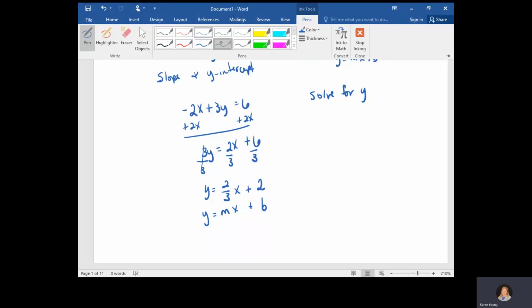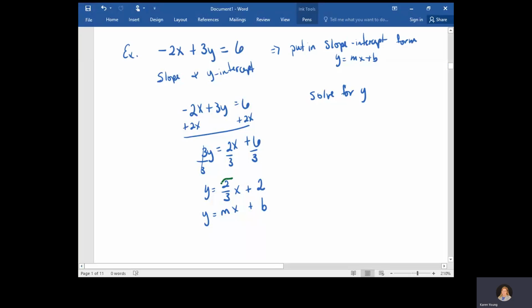So if we kind of pair them up, the 2/3 and my M go together. The 2 and the B goes together. So M equals 2/3. That's my slope. B equals 2, and that's my y-intercept.